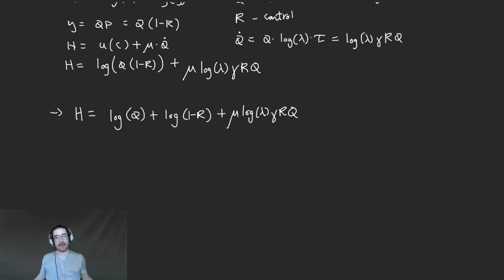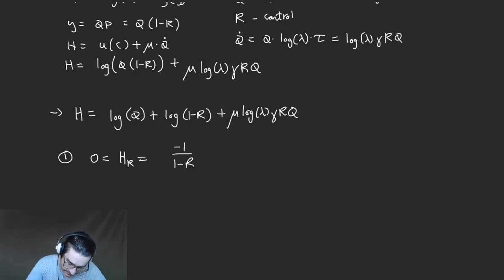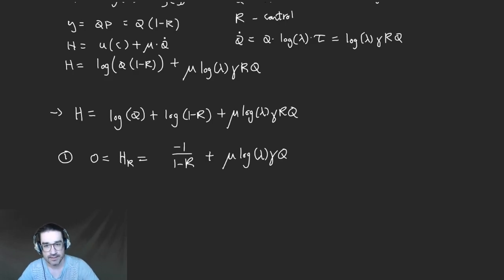Now we need to optimize this. It's not so bad. Condition one, the first order condition: zero is H sub r. We're taking it with respect to our control variable, r. So we're going to get minus 1 over 1 minus r, plus mu log lambda gamma q. In the notes, I write lambda tilde for log lambda, but I'm just going to write log lambda every time. So that's our first order condition.